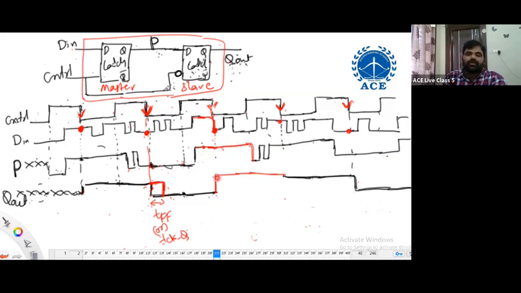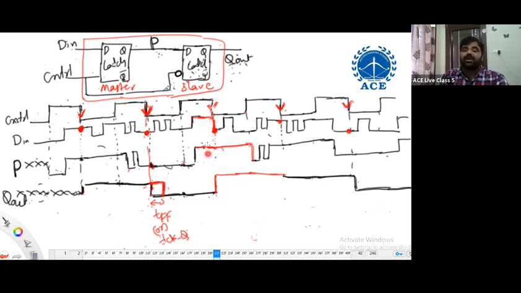It continues in 1. Then what happened here? After this point, as slave is getting enabled, slave is following master output. Once again, master is getting enabled, slave is disabled, slave is holding its own value. So at this point of time, the flip-flop is capturing a logic 1. No, I want to capture a logic 0, because I'm giving a logic 0 here, but the flip-flop is not capturing logic 0. Why is it not able to capture this logic 0? The input changing exactly at the edge is not accepted by the flip-flop.